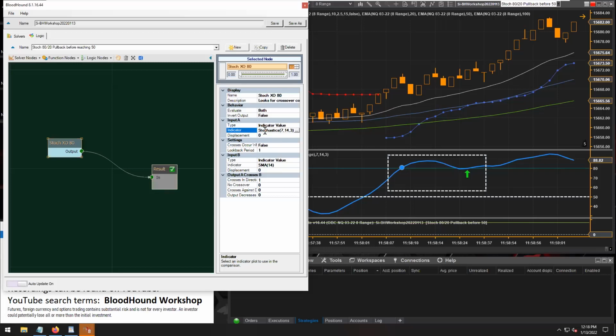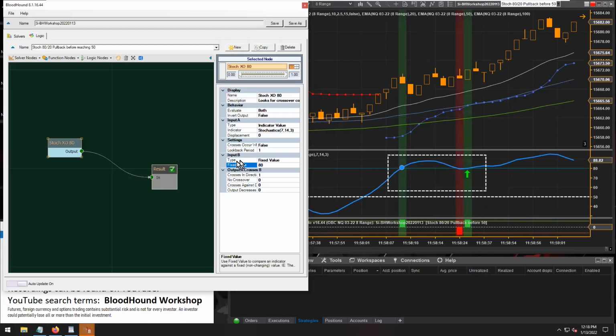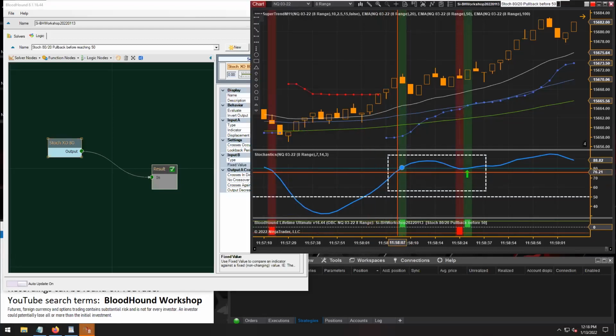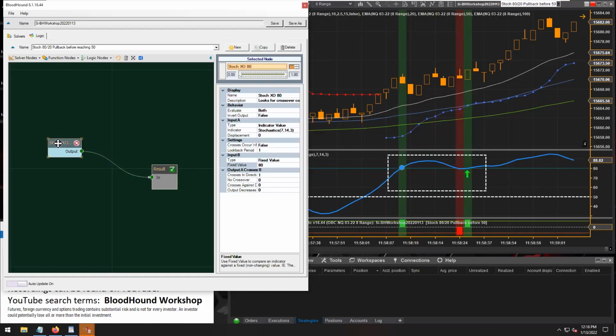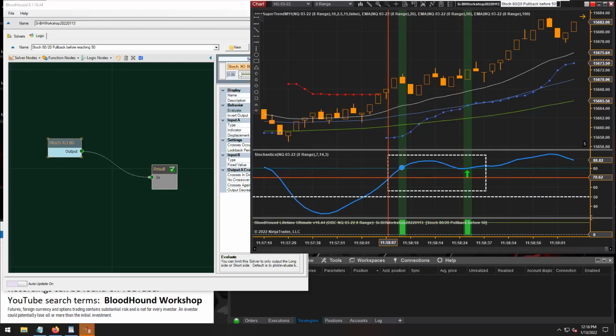All right, so there's the stochastics. And now for input B, that's going to be the 80 level. The 80 level is a fixed value, so we can just put in 80 there in the fixed value type. There we go. So we have the cross above the 80 and the cross below. For the 80, we're only interested in the cross above, so for the evaluate, we're going to set that to long only. So now we're only seeing the cross ups of the 80 level.